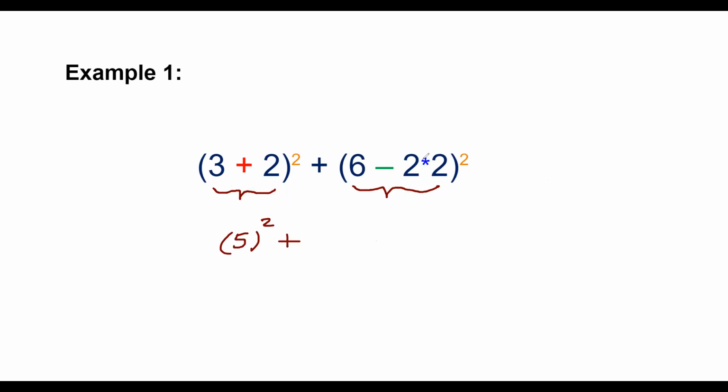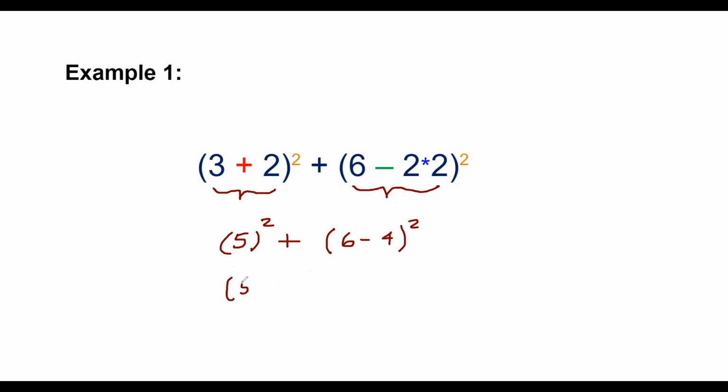Now, this form of multiplication may be a little bit unfamiliar to you. Sometimes we will use an asterisk to represent multiplication. So that's what that means in this case, 2 times 2. And since multiplication comes first, we're going to do that step next. So I'm going to say 6 minus 2 times 2 is 4. And that's still going to get squared after we're done. Now, this parenthesis is complete. We have nothing else to do there.